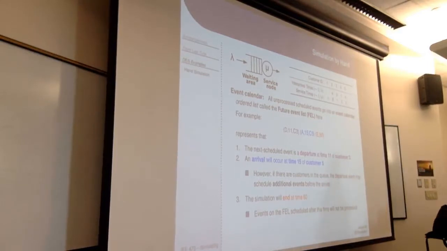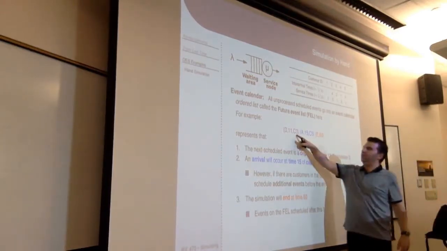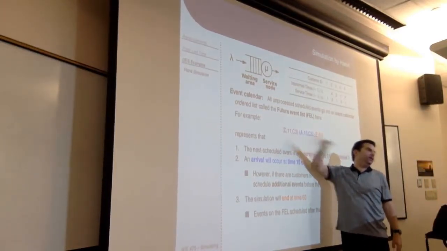Any questions about any of this so far? Yeah. What was it, D again? D is departure. Okay. There will be customer 3 will depart at time 11 in the future.